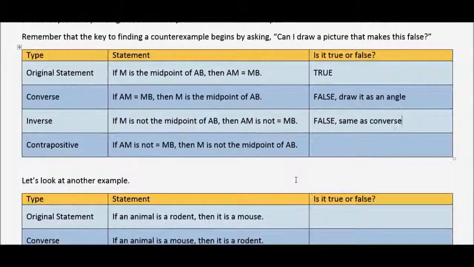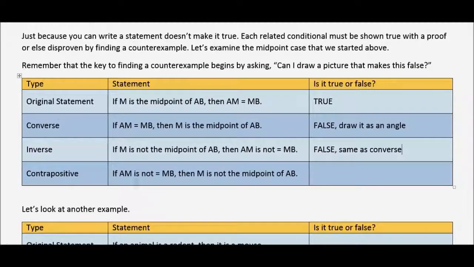Finally, the contrapositive: if AM is not equal to MB, then M is not the midpoint of AB. And this one has to be true. The reason why it's true is that it's implying that AM being equal to MB is a necessary condition for M to be the midpoint. So if AM is not equal to MB, then the necessary condition for midpoint, that they are equal segments, is not met. So this is also a true statement. If AM is not equal to MB, then M is not the midpoint of AB.